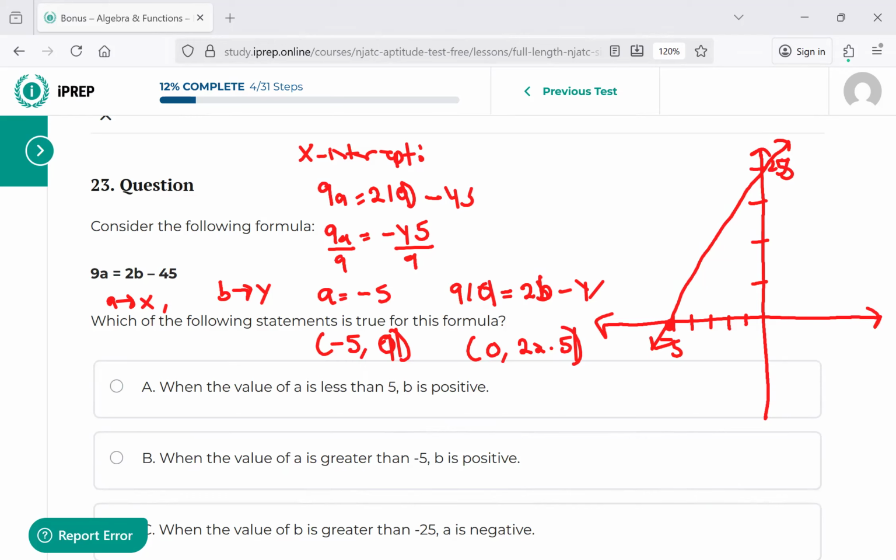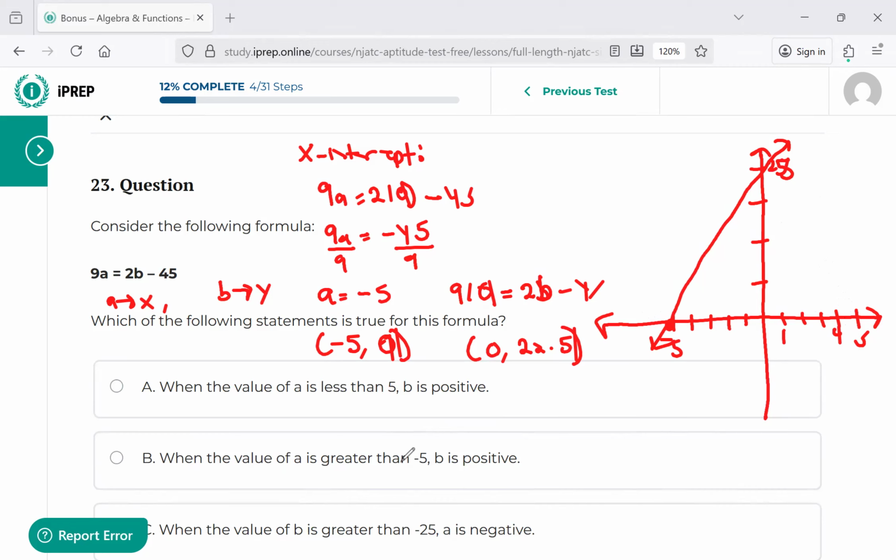Let's look at A. When the value of A, so what is A? Our A is x. So when the value of A is less than 5, that means like here's 1, 2, 4, 5. So less than 5, like 4 and below. Is it positive? It is sometimes true. Like here's 4, the y is positive, but when you get to negative 5, it starts to become negative. So that's not always true.